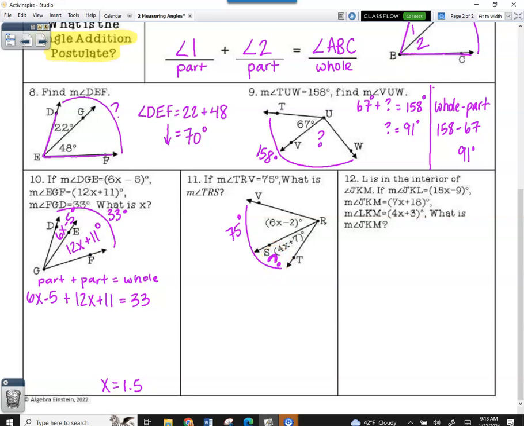So before I can even find the measure of angle TRS, I need to know what X is. So again, I've got to set up an equation. Well, we've only learned 2 techniques. Either 2 things are equal, or part plus part equals whole. What do you think we do here? Yep, part plus part equals whole. Make sure you pick the correct parts. The whole should be the entire amount that stretches from one angle to the other. So we got 6x minus 2 plus 4x plus 7 has to equal 75.